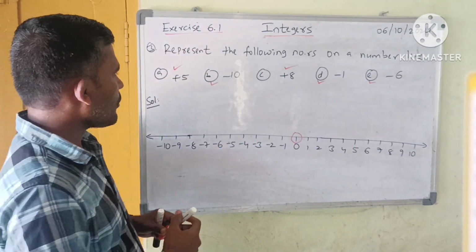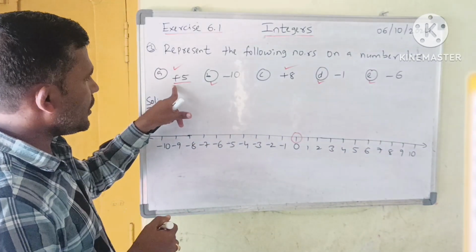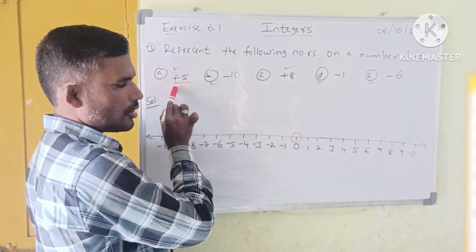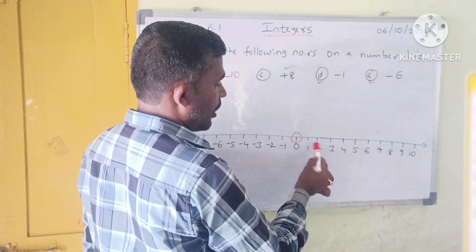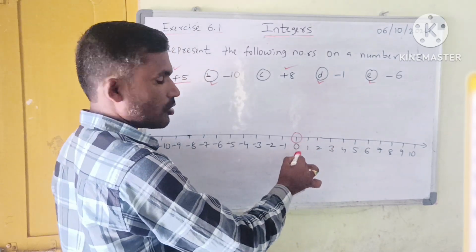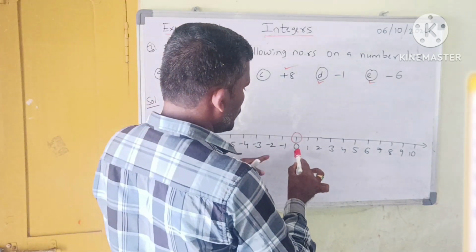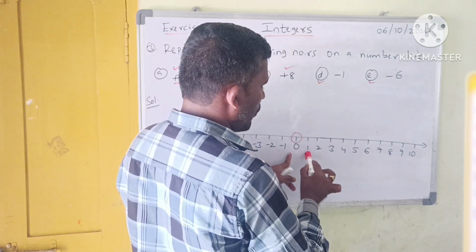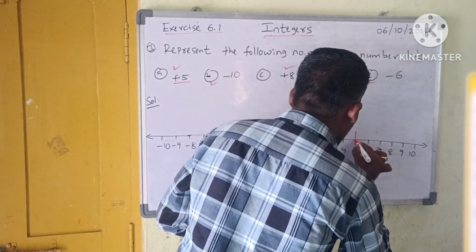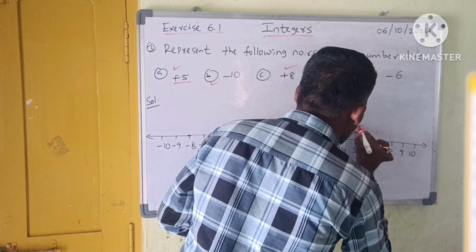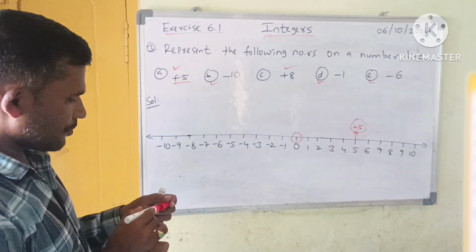Okay. First one he has given plus 5. All the positive integers must be on the right side of the 0. Don't search where plus 5 is. Here is 0. From 0 onwards, to the right side, 1, 2, 3, 4, 5. So therefore this is plus 5. You have to mark this one.